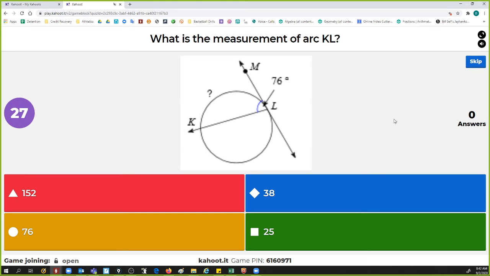What is the measurement of arc KL? Minor arc KL. We did something like this the past 2 days. I believe this is the first one today where it's on the circle.